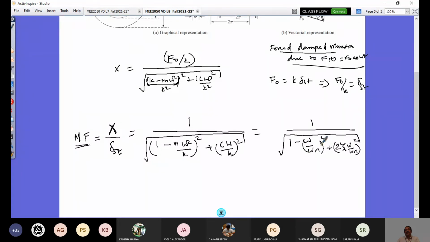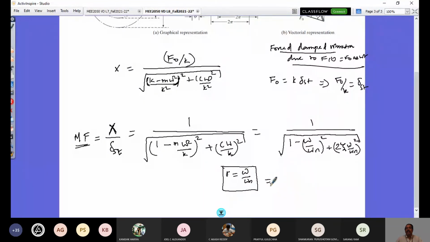Why do we do this? For a convenient form. Let me define a small letter r as omega by omega n. Omega is the excitation force frequency. Omega n is the system natural frequency when damping is not considered. That's omega n, it's not omega d, right? So when I put that, I can rewrite this equation.